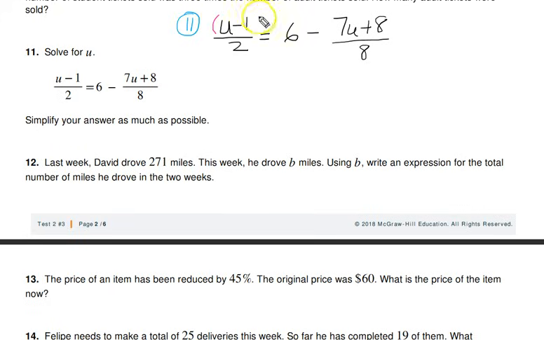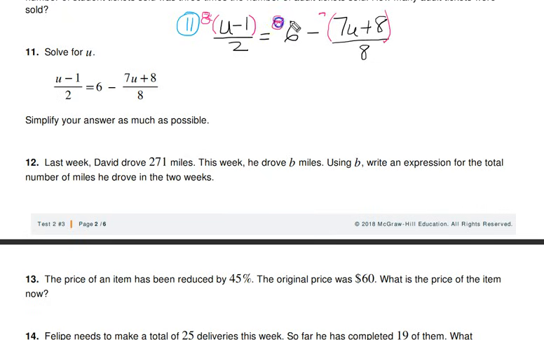So because of the grouping symbol, this division bar, this is just one term. This is one term. And again, this is one term. And we're going to multiply each by 8.